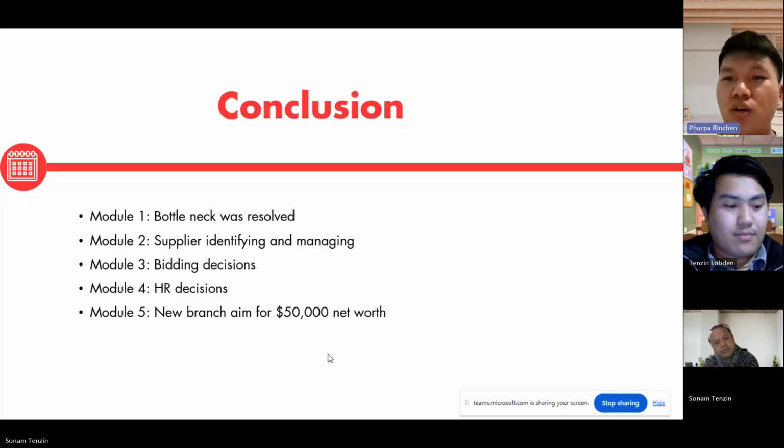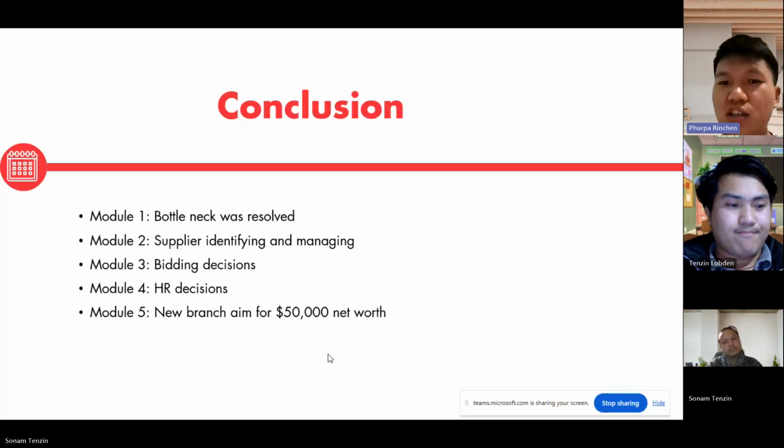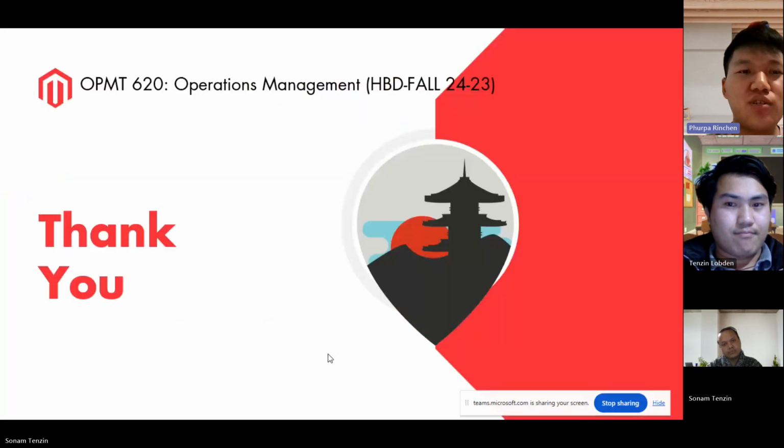And then in module four, we did hiring in different stages of our operation, and then we also trained the employees. And then in the final module, which is module 5, we applied all the skills and knowledge that we had learned throughout modules 1 to 4, with the aim to attain the net worth of $50,000 before week 50. All in all, this game was a wonderful experience, and we learned a lot of things from this game about operation management.